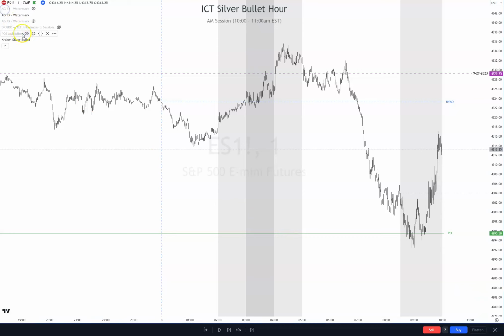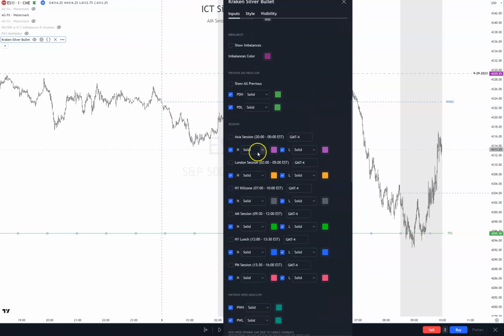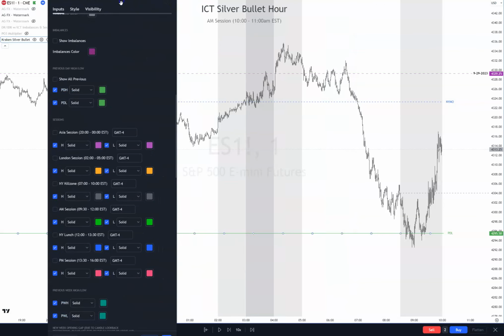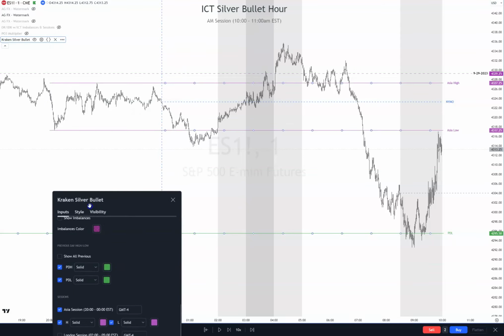So we're going to pull up the Kraken Silver Bullet indicator, and I'm going to scroll down to the sessions right here. Also we have the previous day high low right here, and we have the New York midnight open right here, and we have a new week opening gap right here. Over here on the sessions, one of the things the Kraken Silver Bullet indicator does is mark out the highs and lows of your sessions for session liquidity. So we're just going to mark out the Asia session right here, and see how this played out so far on this day.